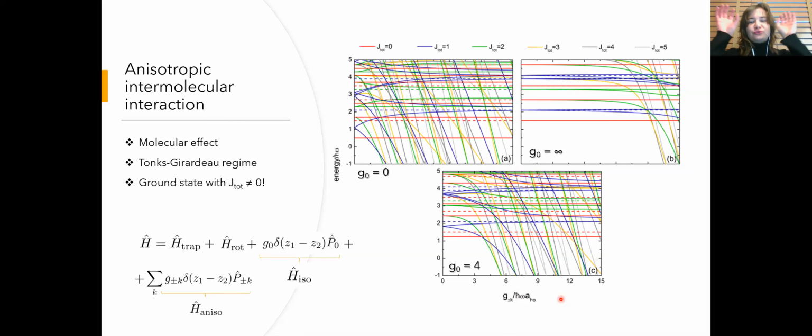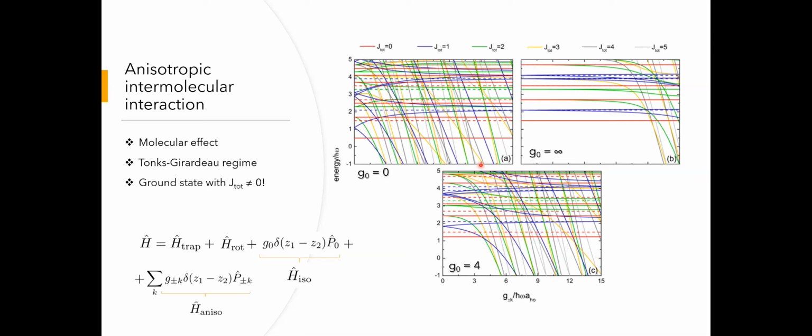What I just want you to notice in this picture, okay, it's dense, that's one thing, but it's obvious. The main message from these pictures is that anisotropic interaction brings down states with high rotational momenta. So look here, the colors: blue is total rotational angular momentum 1, green is 2, yellow is 3, and so on. So you see how crazy it gets.